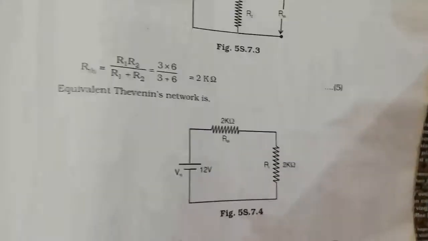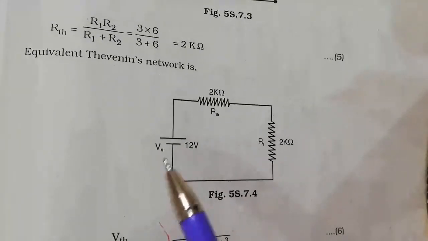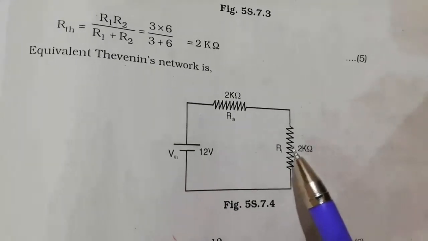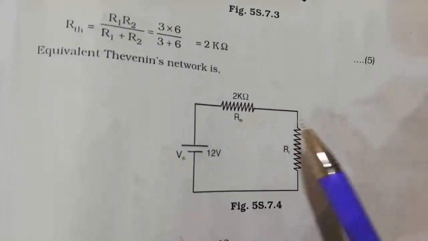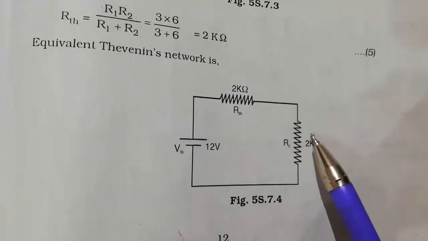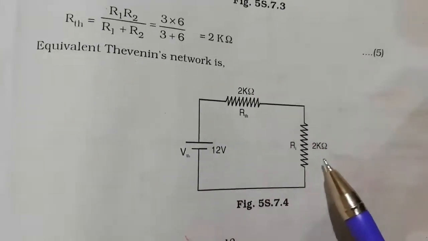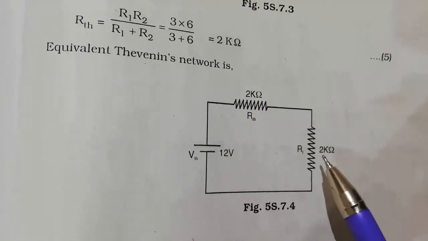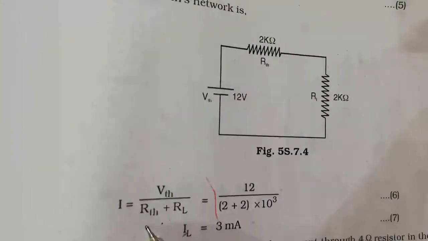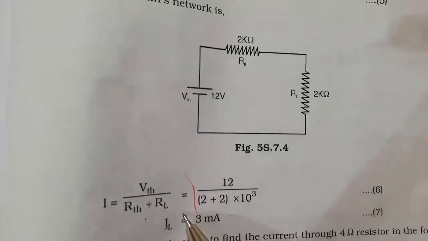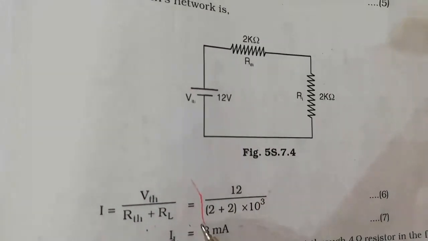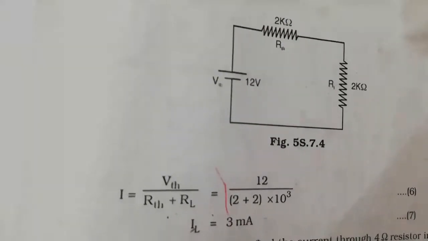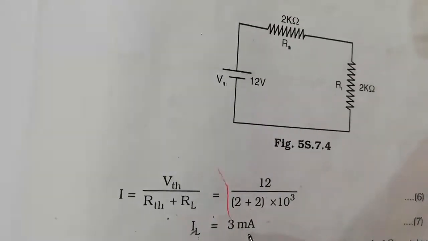Now we can draw the equivalent Thevenin's network, that is VTH equal to 12 volt and RTH equal to 2 kilo ohm. That is what we have drawn here, and reconnected the load resistance RL of 2 kilo ohm. Now we can find out the current passing through the RL 2 kilo ohm, that is VTH by RTH plus RL, that is 12 volt divided by 2 plus 2 into kilo ohm, 10 raised to 3. That is IL equal to 3 milliampere.